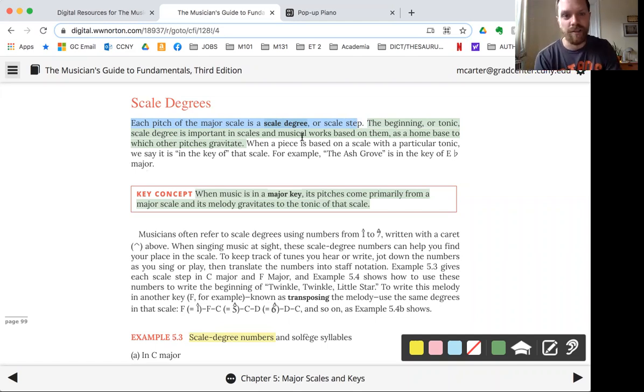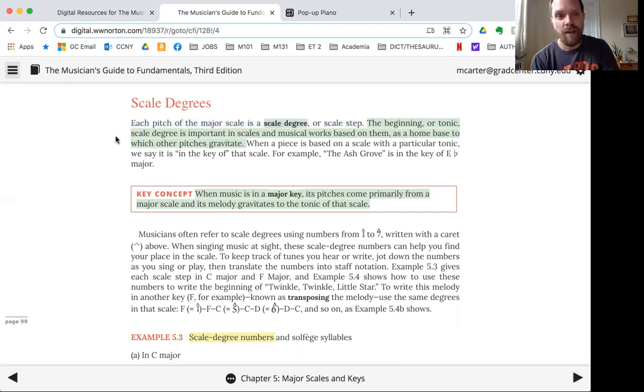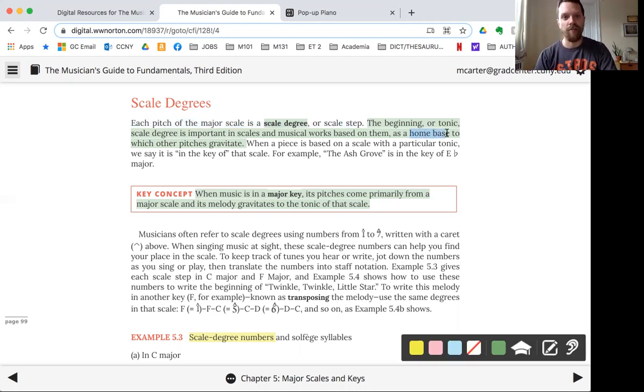Each pitch of the major scale is a scale degree or a scale step. The beginning or tonic scale degree is important in scales and musical works based on them as a home base to which other key pitches gravitate. So the tonic, or scale degree 1, is the most important pitch in a piece of music. If for no other reason, it tells you what key you're in, what the home pitch is.